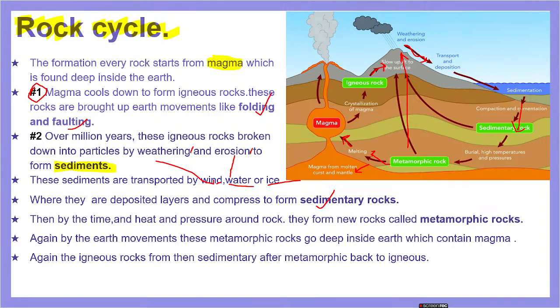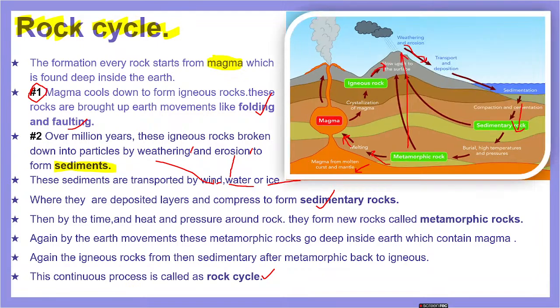So the melted metamorphic rocks again lead to the formation of igneous rocks. So this continuation process by which the magma forms igneous rocks, igneous forms sedimentary or directly metamorphic rocks, and again to the top of the surface or to the magma. This cyclic procedure or this continuous process is called the rock cycle. So I hope you understood up to now. So this is the diagram, please note it down.